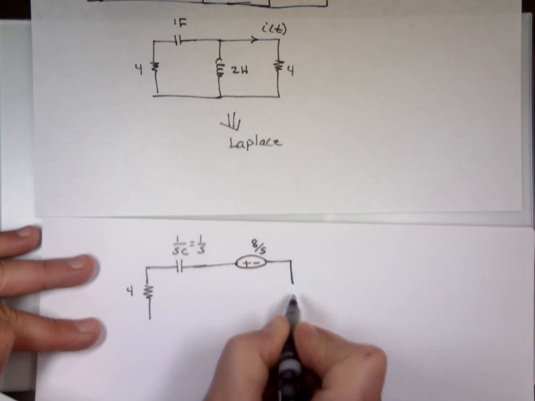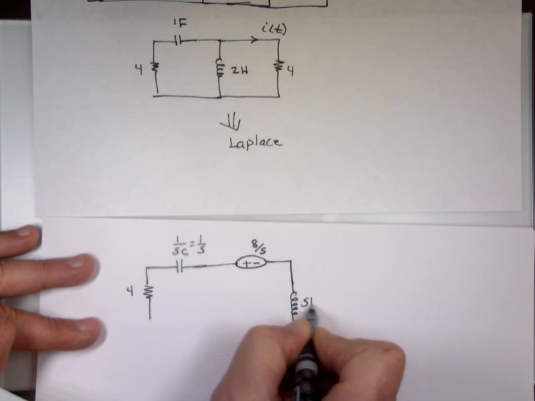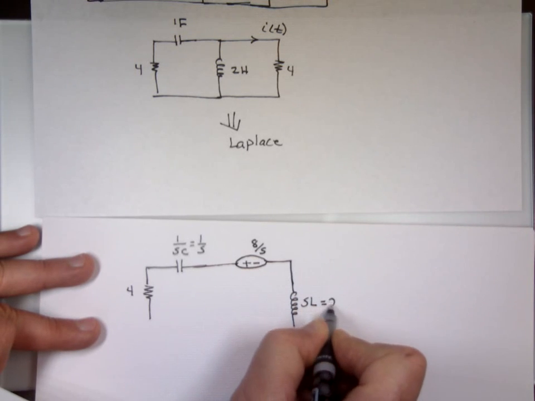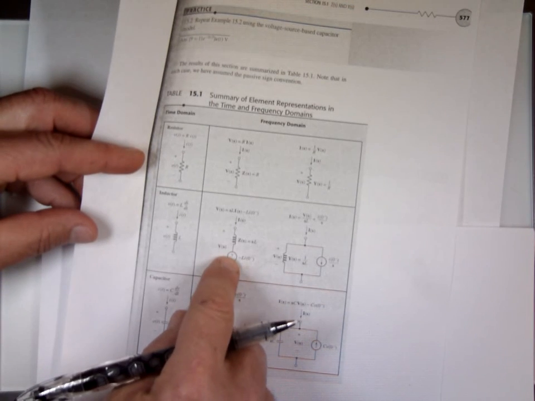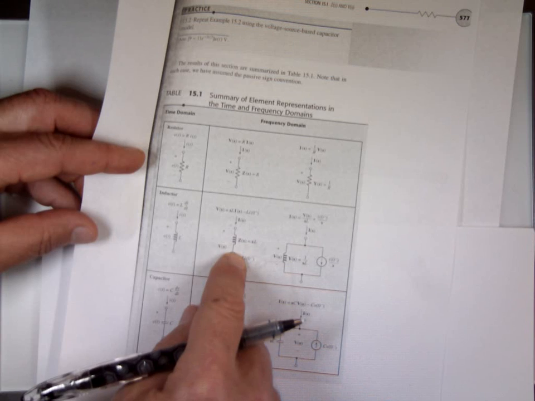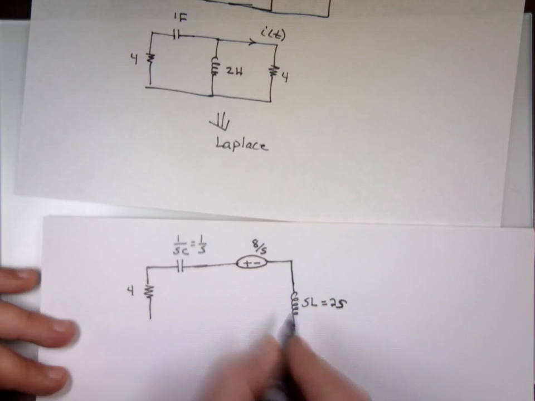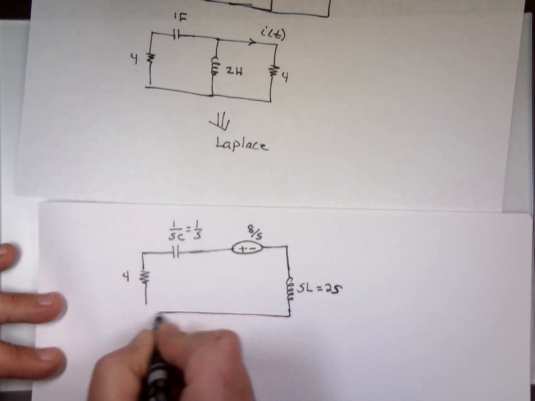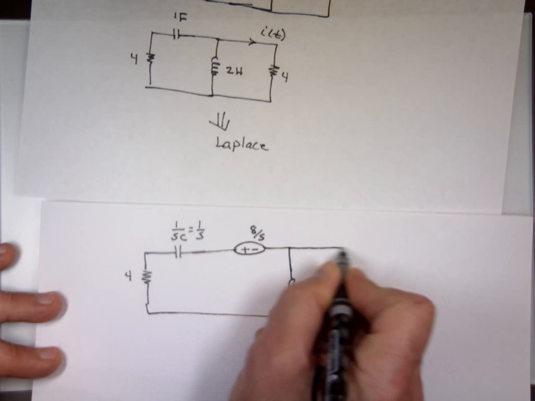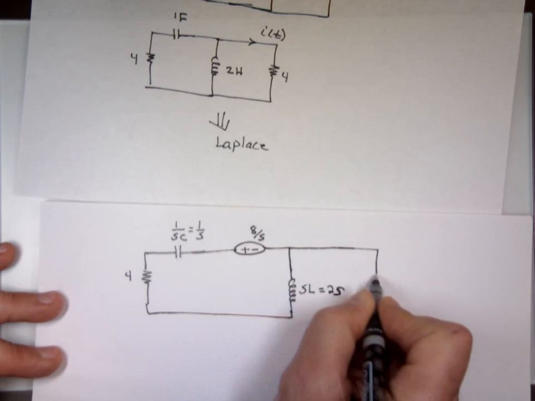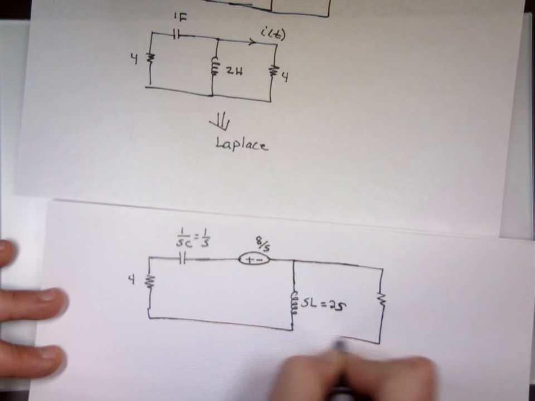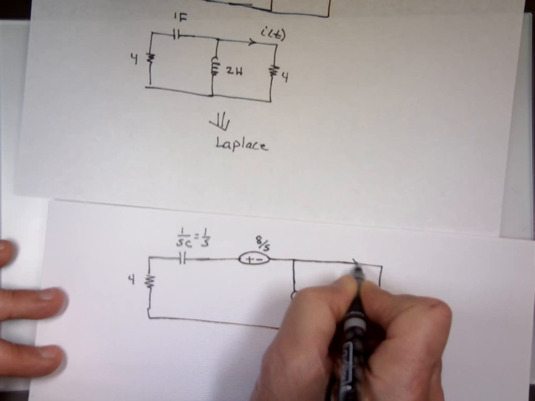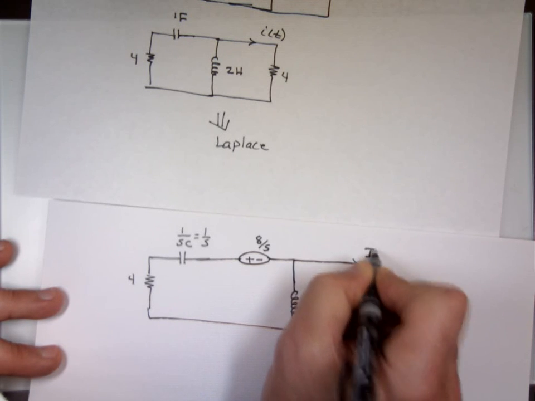The inductor is SL, and that's 2S. There is no initial condition. I sub L was 0, so the source here is gone. I don't have to put it there. And this is 4, and now this is capital I sub t.